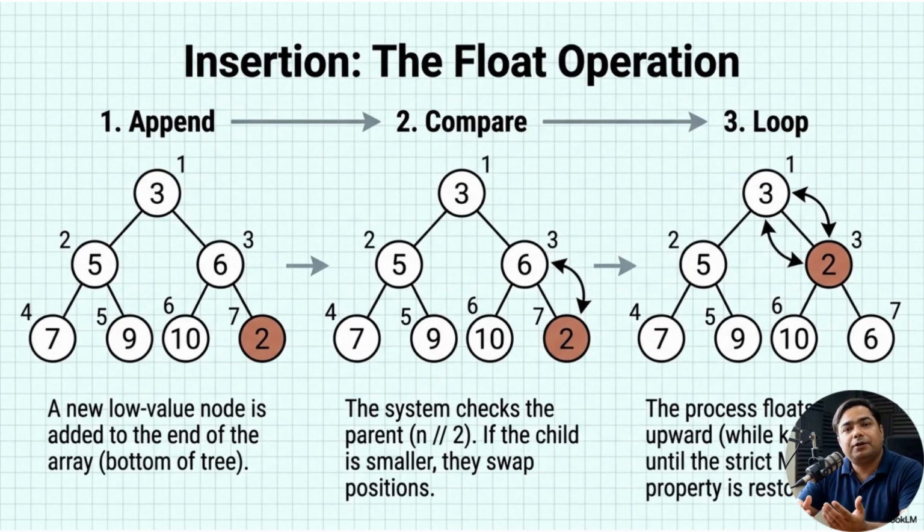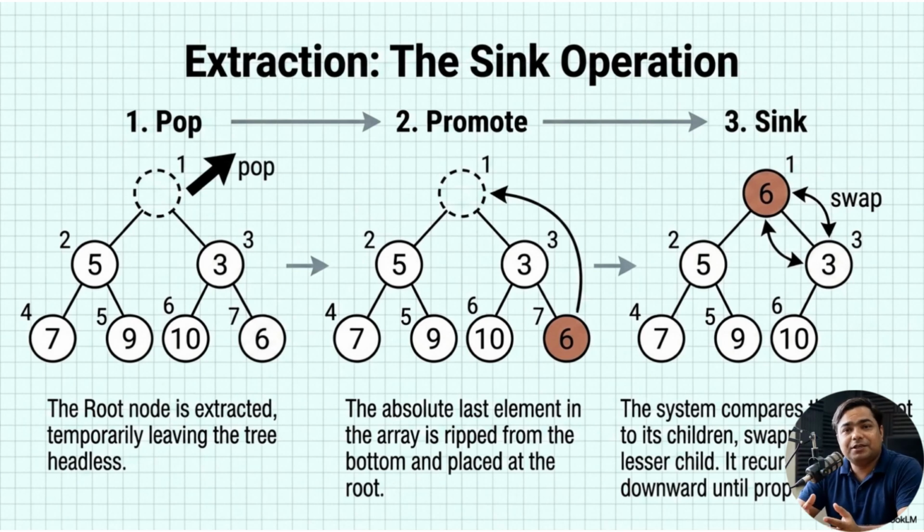This is why heap insertion is efficient. Now let us understand extraction. In a min-heap, extraction usually means removing the smallest value, which is the root. But if we remove the root directly, the tree becomes headless. So we need a method to restore the heap structure.